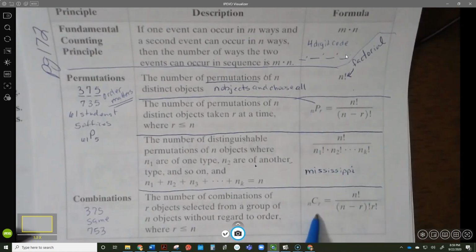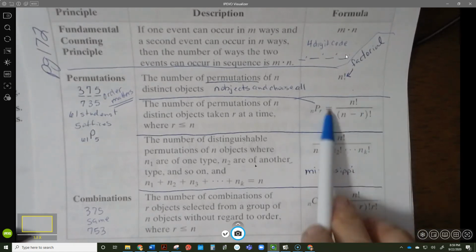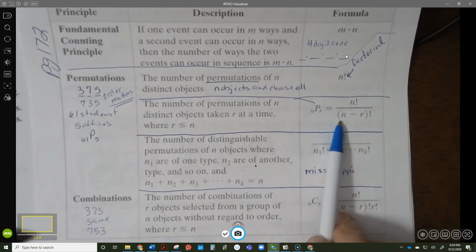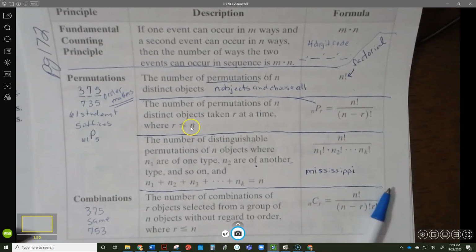That's the difference in these two. Here it doesn't matter. Here it does. So we're going to have more outcomes in this formula than we do in this formula. Okay, so my next video will be me working some of these problems and explaining what this exclamation part means and stuff like that.